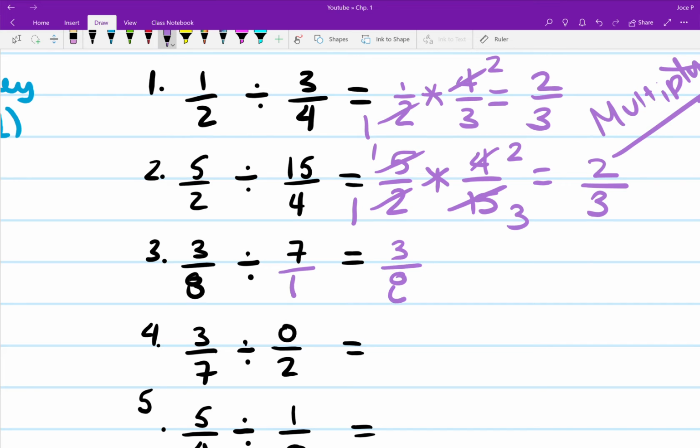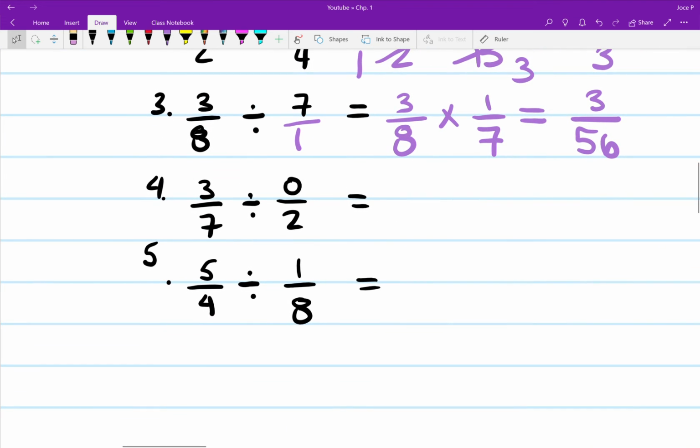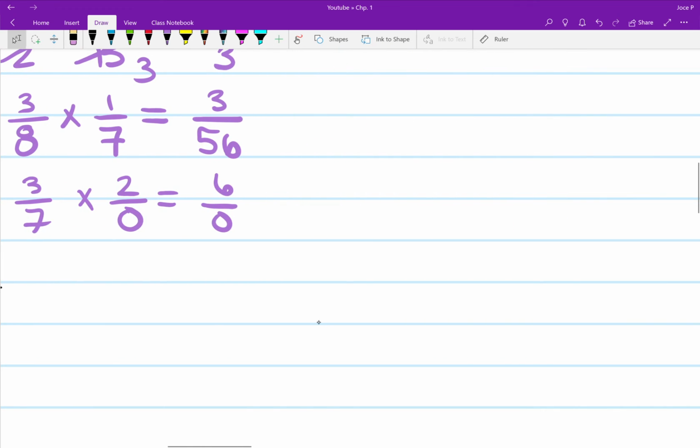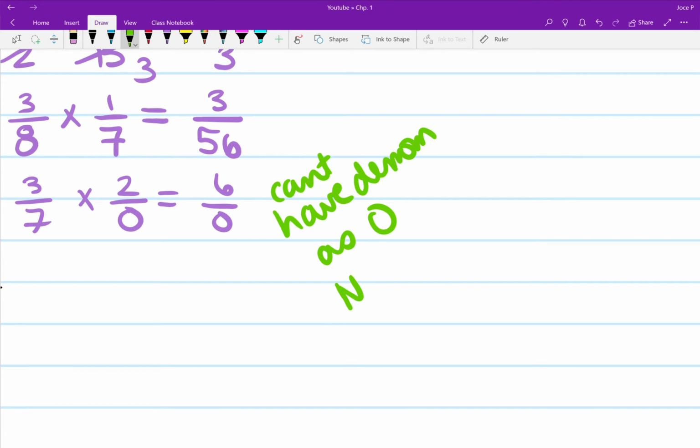Again, remember, there's an imaginary 1 if you have something with no denominator. We're going to flip it though. So 3/8 times it by 1/7. Nothing really to simplify here, so just multiply straight across. 3 over 8 times 7, 56. Keep going. We're going to flip it. 3/7 times 2 over 0. Well, if we multiply straight across, we got 6 over 0, but this is not a real number because you can't have the denominator as 0. So this is not a real number.